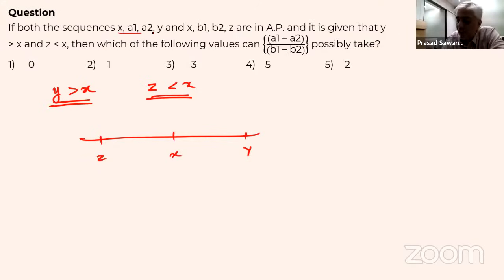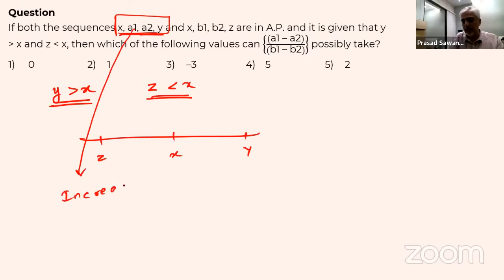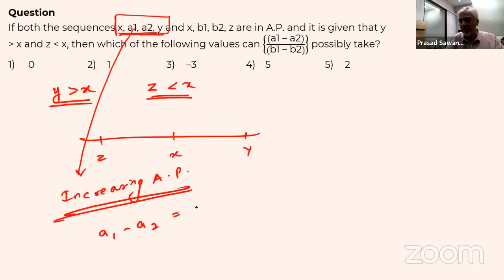First arithmetic progression is this. So if y is greater than x, can I say this is an increasing AP? Can I say it's an increasing arithmetic progression? And if it is an increasing arithmetic progression, A1 minus A2 will be a negative value. It's increasing, no? So A2 is bigger than A1. So A1 minus A2 will be a negative value.